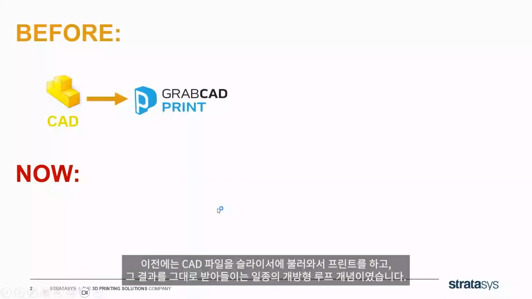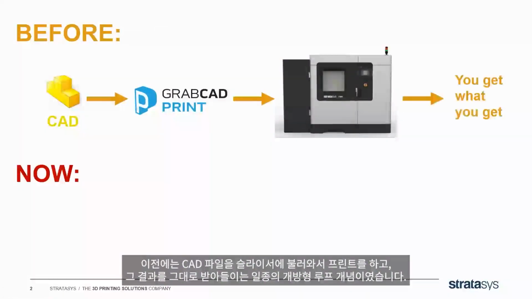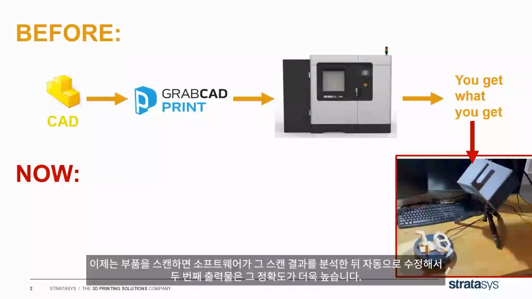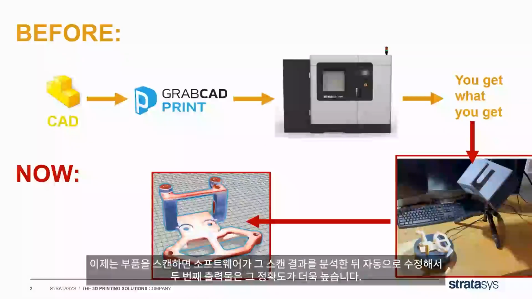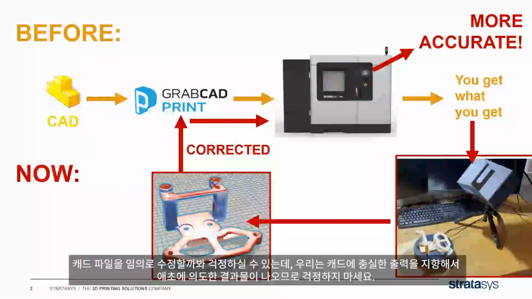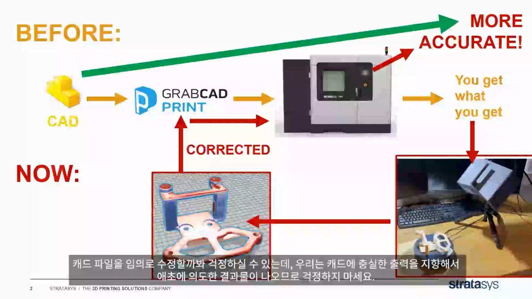Before, you'd bring a CAD file into your slicer, print it, and you get what you get. Sort of an open loop concept, right? But now, what we're saying you can do is scan that part. The software will tell you what the scan looks like and automatically correct it, so your second print comes out a lot more accurate. But before you worry about us changing your CAD file, remember the whole goal is to be more faithful to the CAD. So we're actually trying to get what the original intent was from this printer.